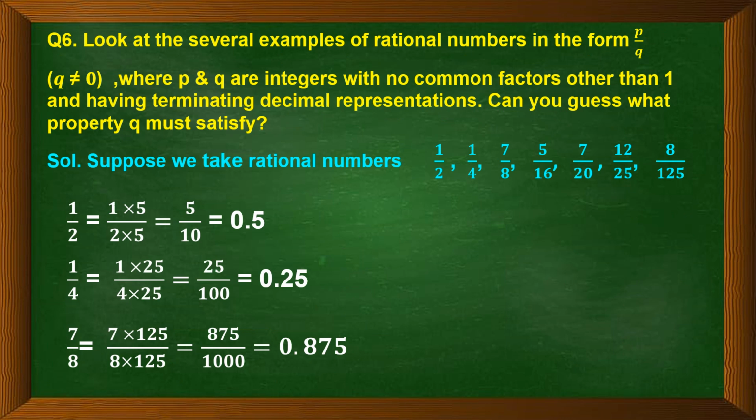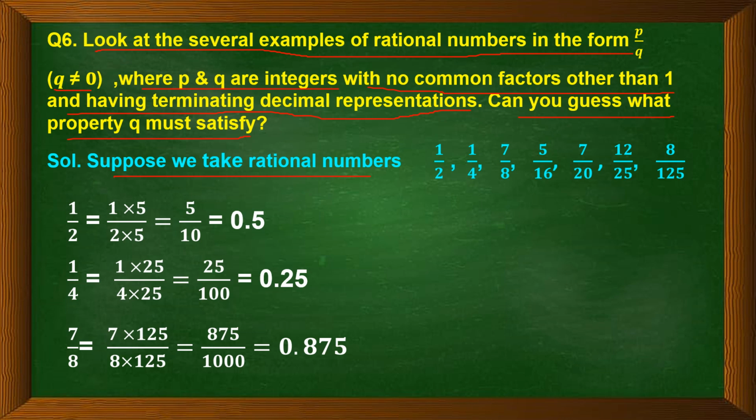Now let us take up question 6. Look at the several examples of rational numbers in the form of p by q, q is not equal to 0, where p and q are integers with no common factors other than 1 and have terminating decimal representation. Can you guess what property q must satisfy?